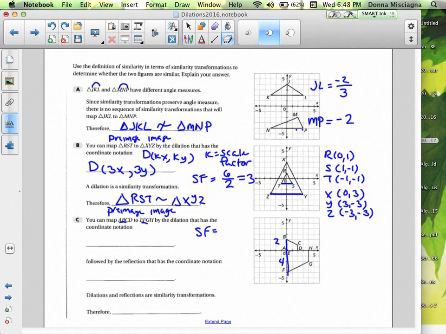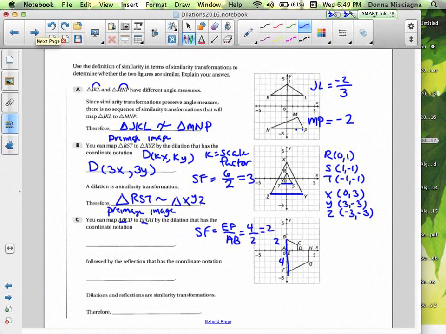Whoops. I just said image over pre-image. Let me make sure we put in the right numbers. So EF is our image. EF is going to go in the numerator. AB is our original, our pre-image. That's going to go in the denominator. I think I'm getting tired. All right, so EF is 4. AB is 2. That's going to give us a scale factor of 2.